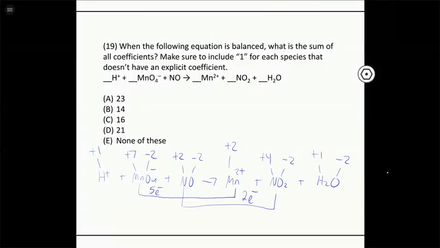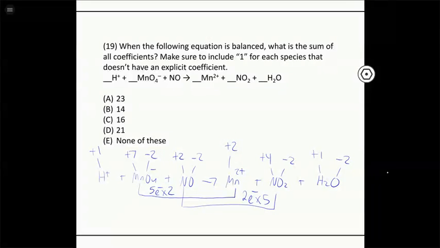So the number of electrons that are gained by manganese has to equal the number of electrons that are lost by nitrogen. So the way we do this, we have to find the least common multiple. So if we multiply this by 2, that gives us 10 total electrons. If we multiply that by 5, that also gives us 10 total electrons. And then we add the coefficients accordingly.